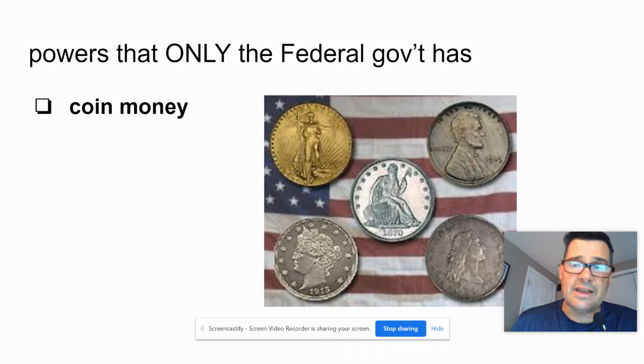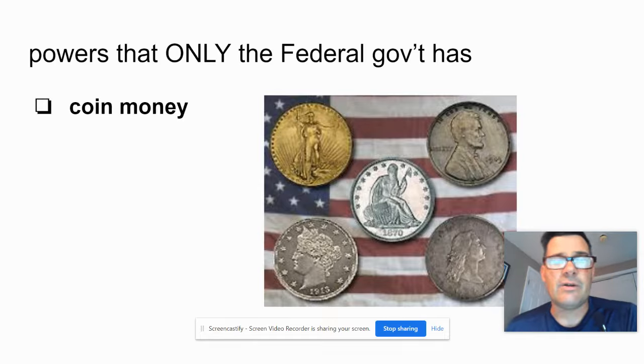This is a little bit like the Europeans with the euro. They have one currency. It makes trade easy. It makes commerce easier. And so that was kind of the idea here as well.